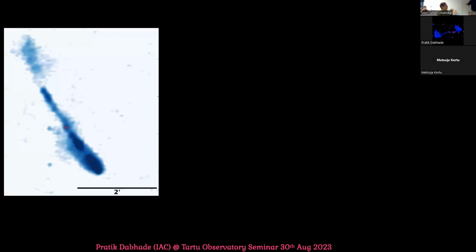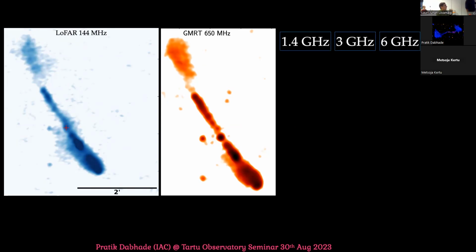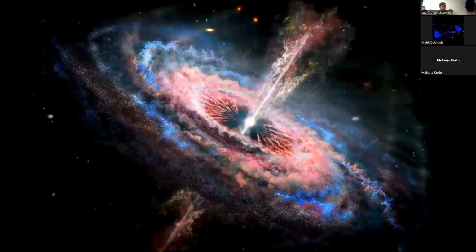So this is a preliminary result of this work. This is at 144 megahertz. This is at 650. So we were successful in mapping exactly the same structure that we saw at low frequency. And now the aim is to go on getting the data for all these frequencies, so that we can determine where the break is and which model it fits better. That's a work in progress, and hopefully soon you will hear about it from Moshmi.